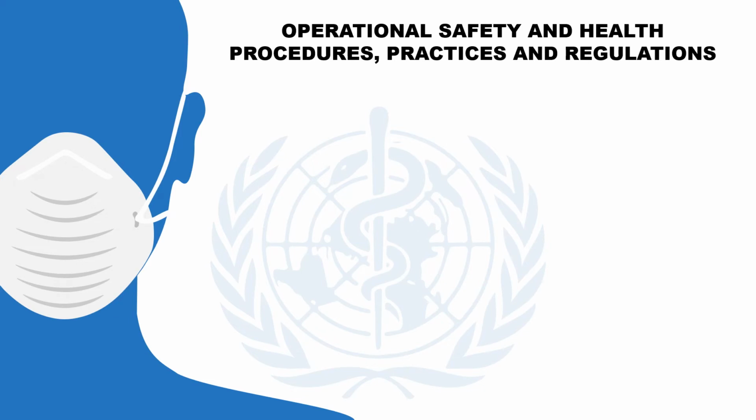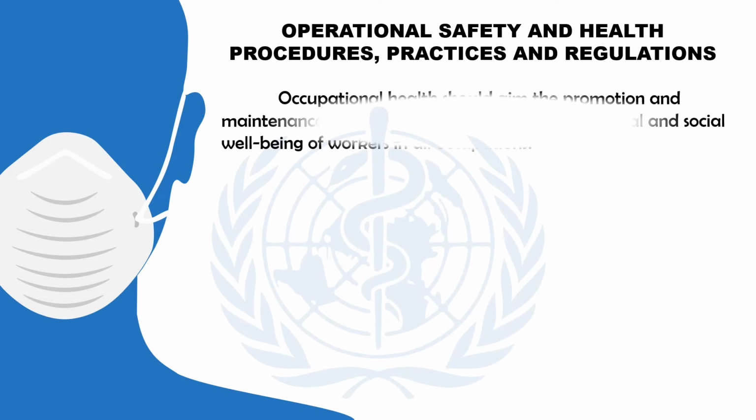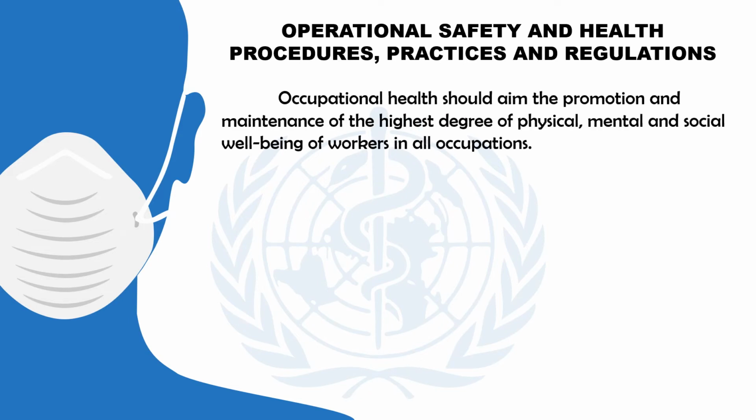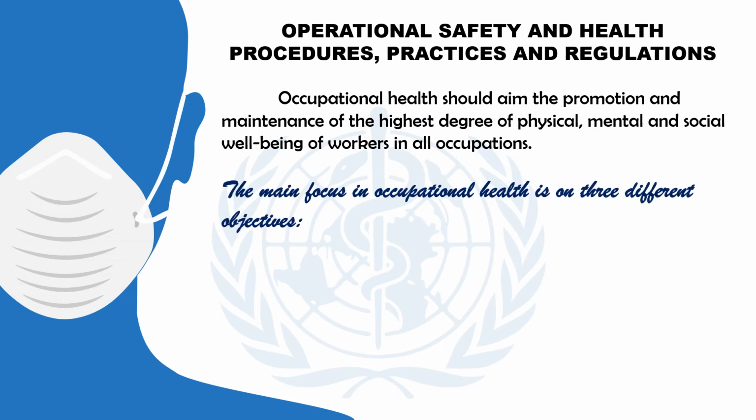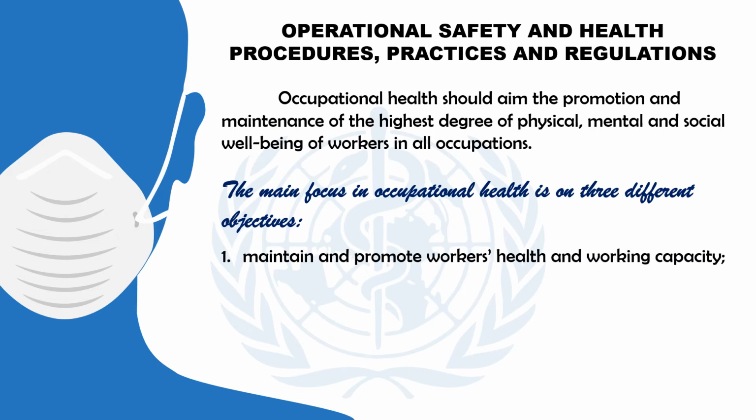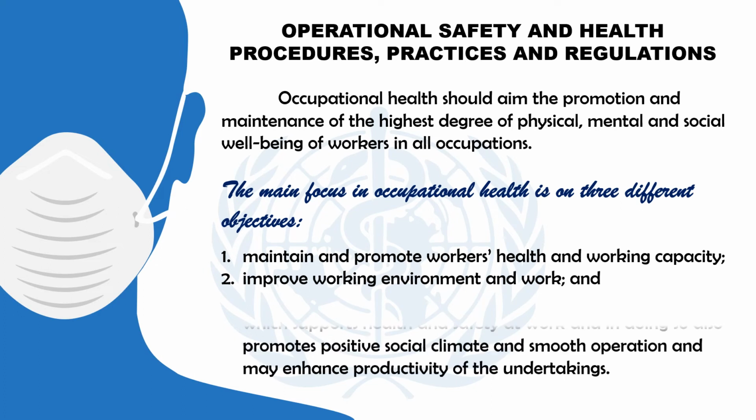Okay, let us proceed to the occupational safety and health procedures, practices, and regulations. Occupational health should aim at the promotion and maintenance of the highest degree of physical, mental, and social well-being of workers in all occupations. The main focus in occupational health is on three different objectives. The first one is to maintain and promote workers' health and working capacity. The second one is to improve the working environment and work.